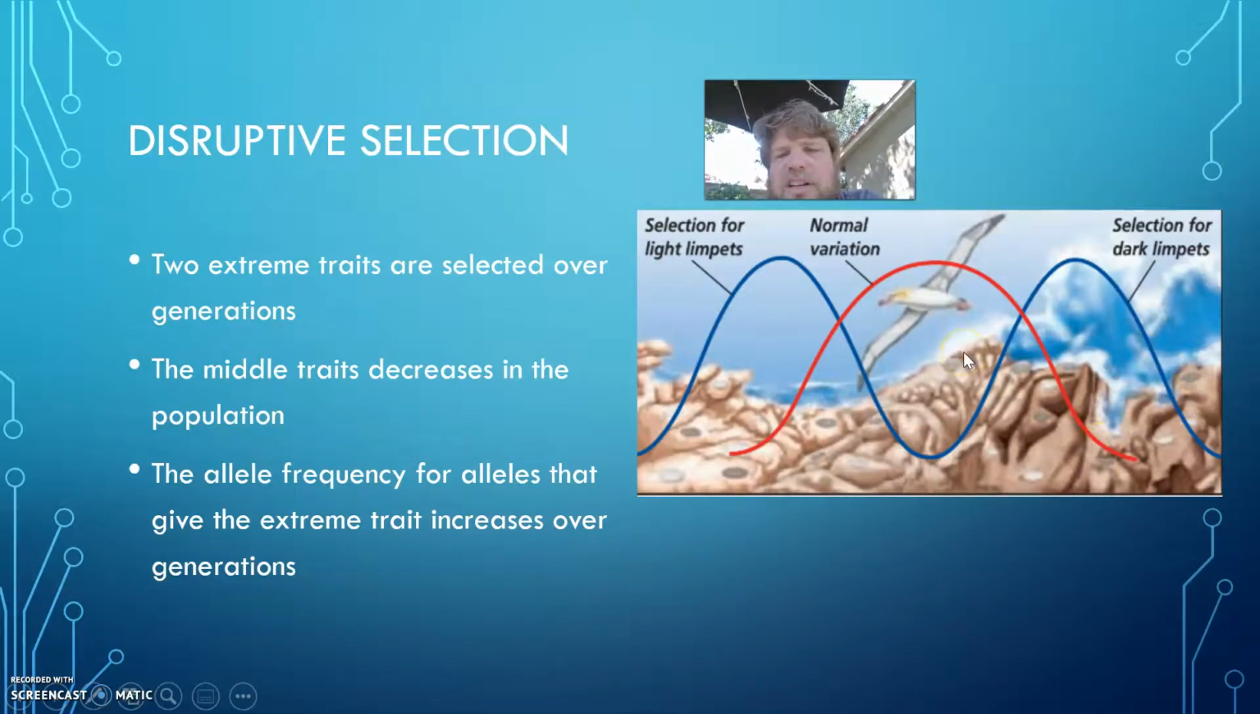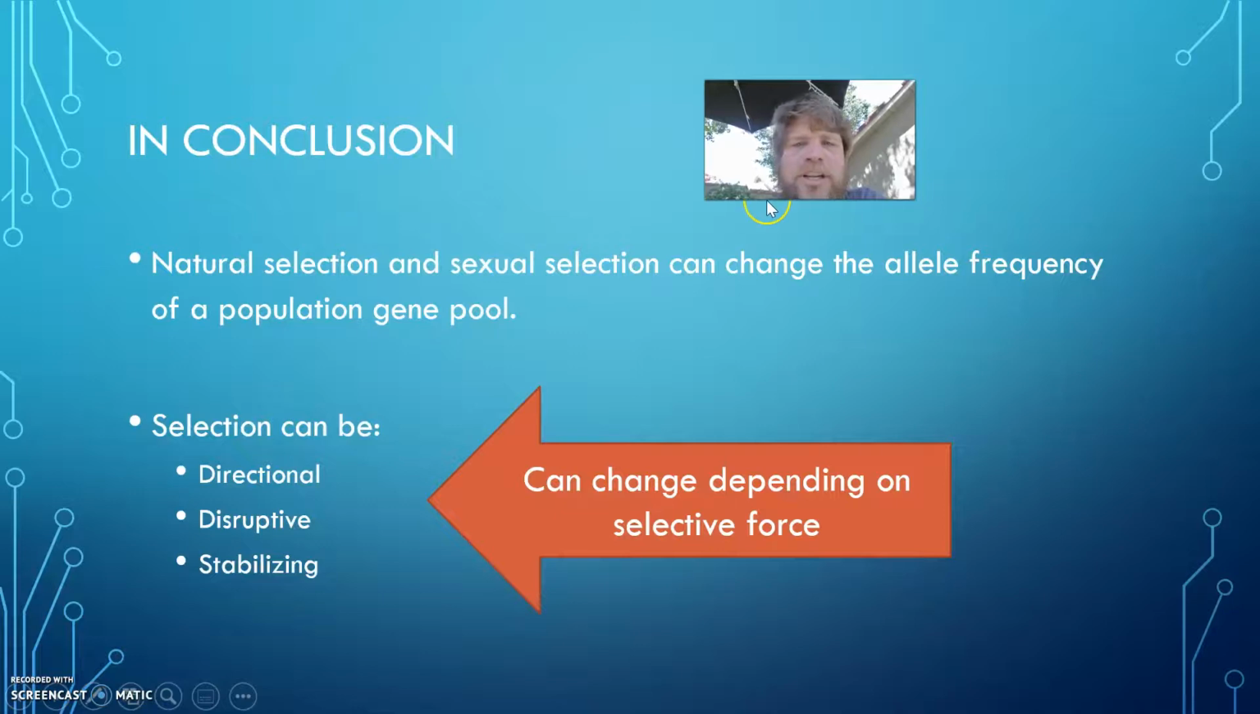But if you're kind of like a gray, a dark, like a tan, a light color, like a middle color, you are going to stand out in both rocks. So you're going to get eaten. You won't survive. You won't reproduce as much as the two extremes. Disruptive selection.